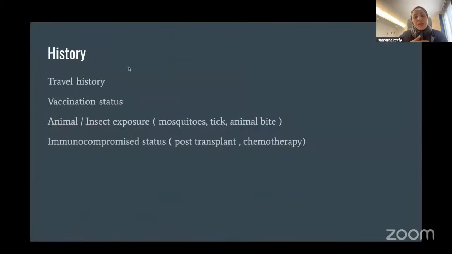Taking history, what is important in the history? Like we mentioned, travel history, because of the geographical distribution. Travel history is very important. Vaccination status of the child. Was he vaccinated? Did he take the mumps, the MMR, varicella? Now, like we mentioned in the West Nile virus, we have the mosquito bite. So always ask about animal or insect exposure and his immune compromised status. So is he a patient of post-transplant? Is he on chemotherapy, prolonged steroids?